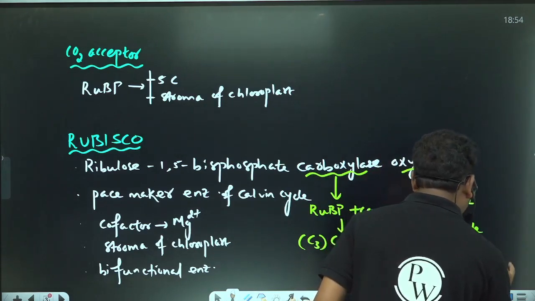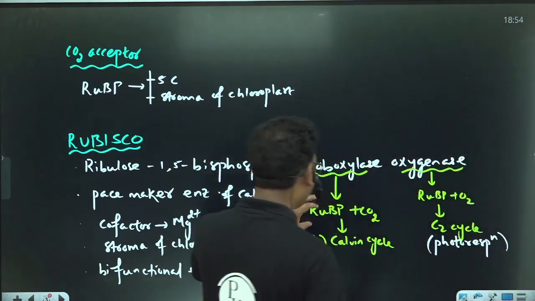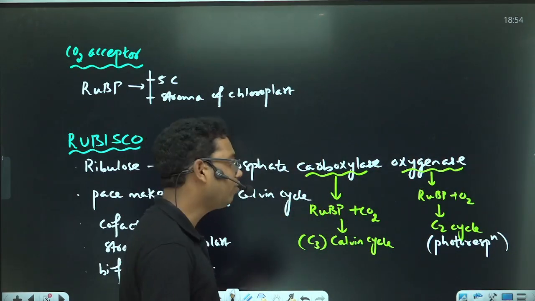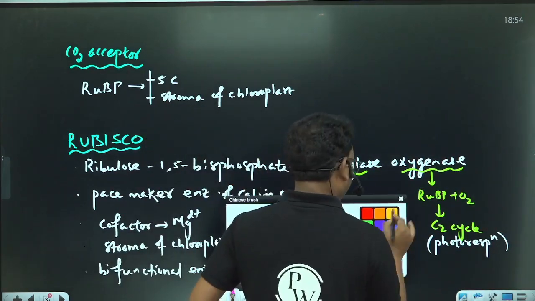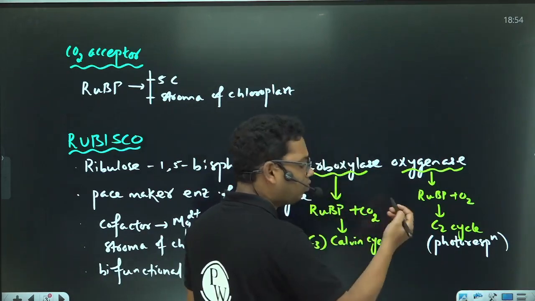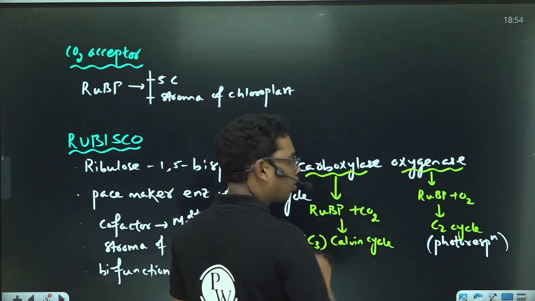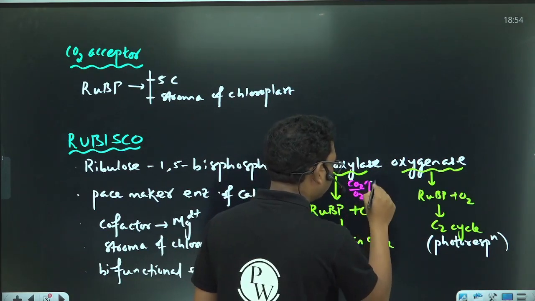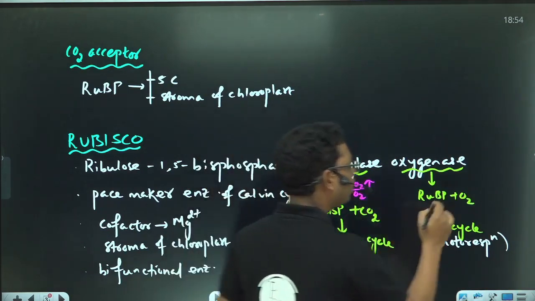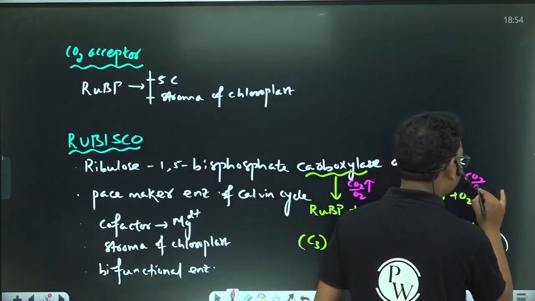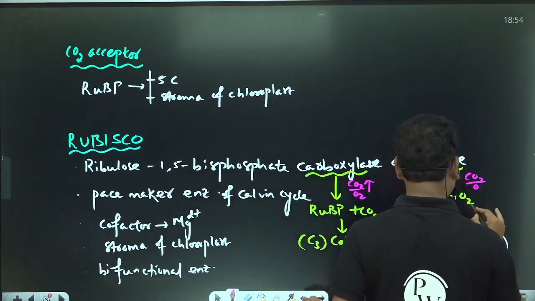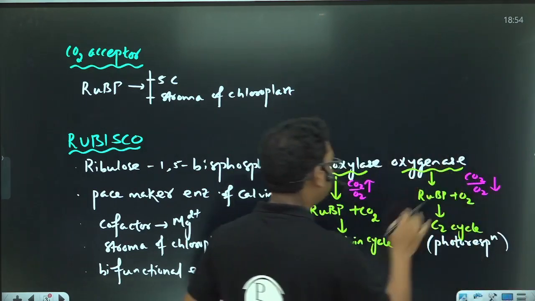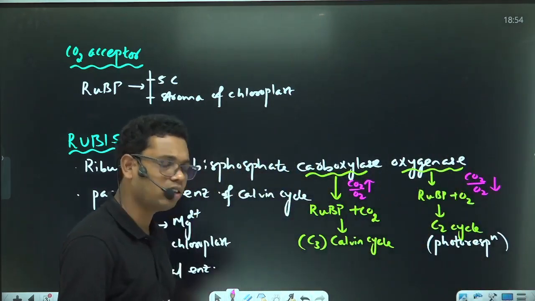This is photorespiration. When this Rubisco combines CO2 with the RuBP, the medium where this Rubisco enzyme is present has a higher CO2 upon O2 ratio. And if the CO2 upon O2 ratio is less, then oxygenase activity will be shown.